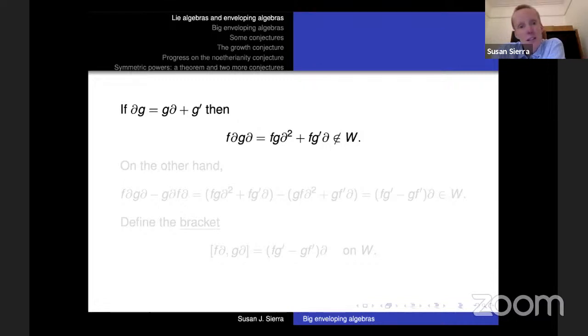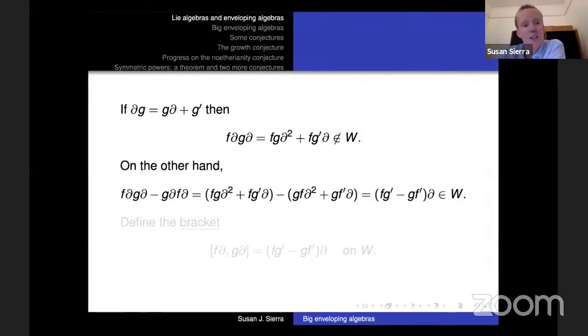But when you look at this displayed equation, one of the things you notice is that there's an fg del squared, and of course, fg is the same as gf. The Laurent polynomial ring is commutative. So what that means is that if I take f del g del and subtract off g del f del, then the del squared terms are going to cancel. And what I'll end up with is fg prime minus gf prime times del, which is an element of the Witt algebra. So this gives us our way to combine two elements of the Witt algebra to get a third.